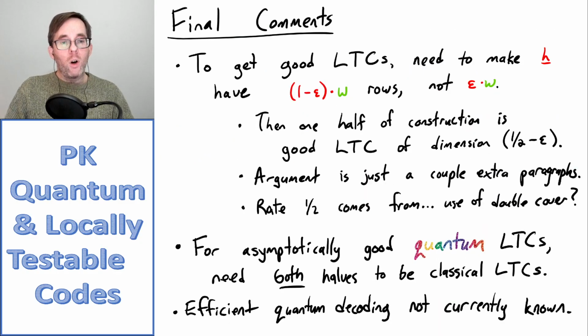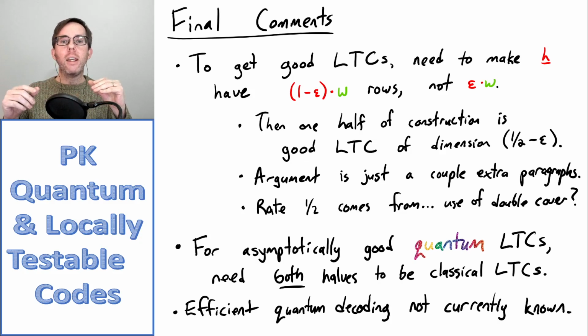Okie dokie. So I will now wrap up because in principle I've told you all the ingredients in the construction. Let me just make a final few comments. First of all, as I said, I've only described for you the quantum LDPC codes that Panteleev and Kalachev construct, but you can also get asymptotically good, locally testable classical LDPC codes out of this. As I mentioned before, in order to do this, you actually have to change the construction a little bit.